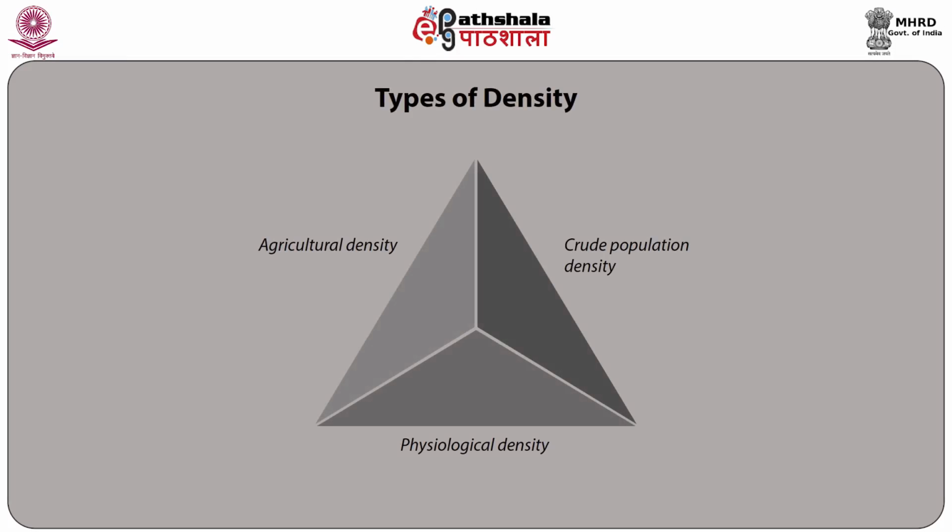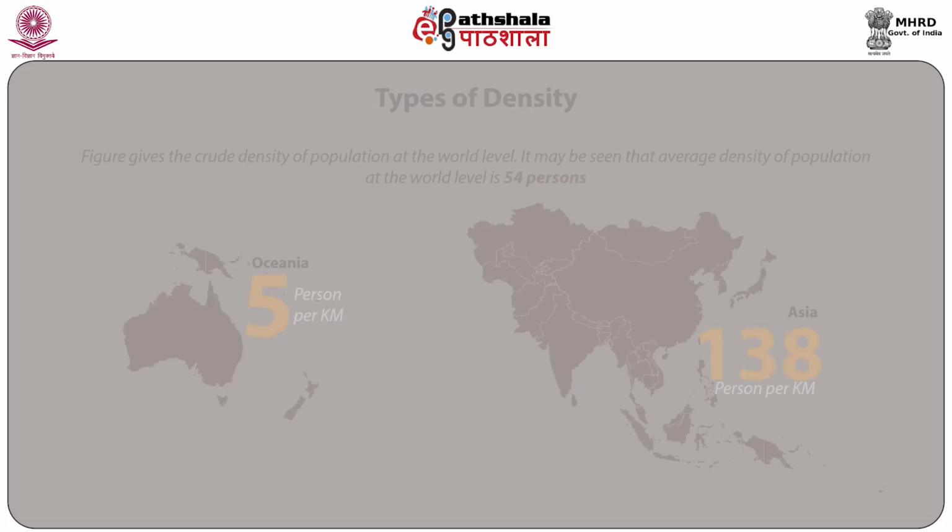The types of density are crude population density, that is ratio of population to area, generally measured as persons per square kilometer; physiological density, that is ratio of population to cultivable area; and agricultural density, that is the ratio of agricultural population or rural population to cultivable area.